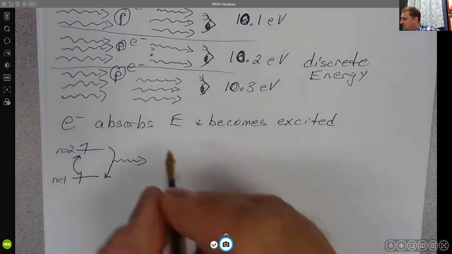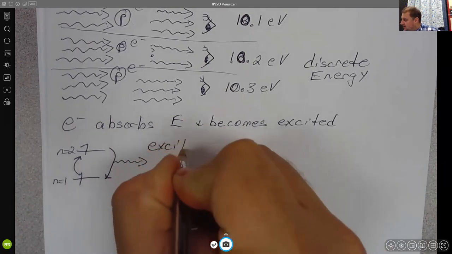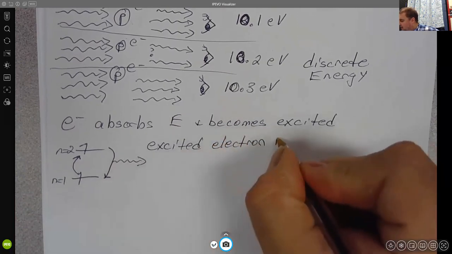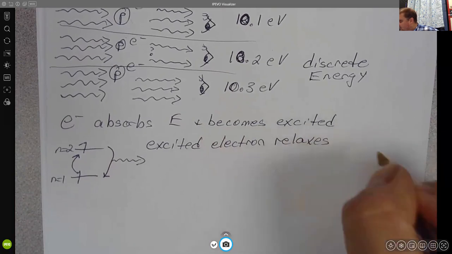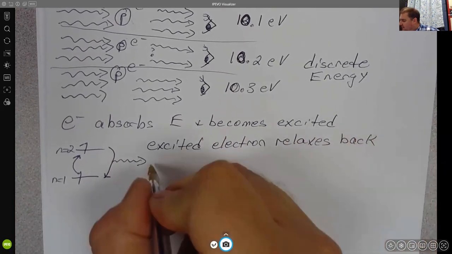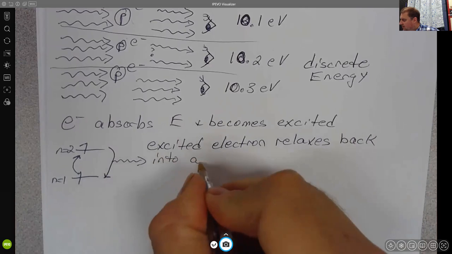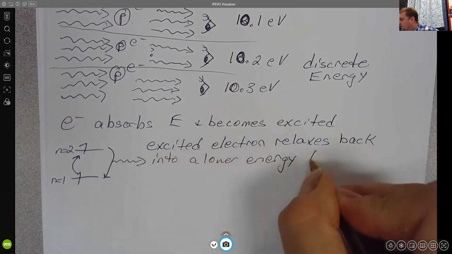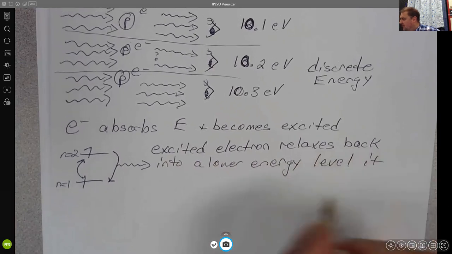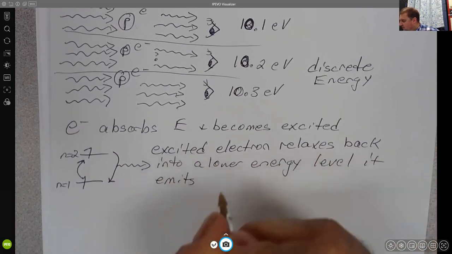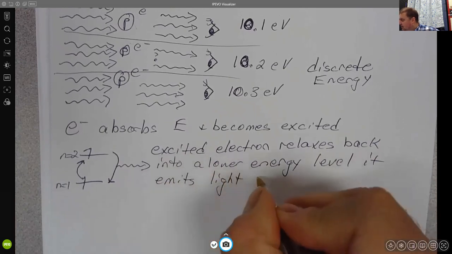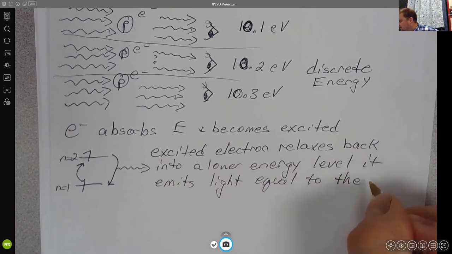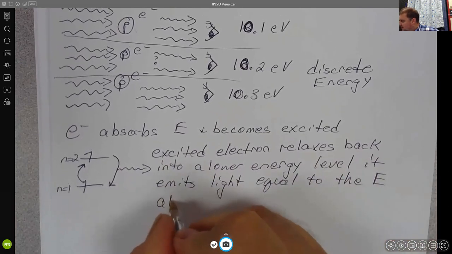And so when the excited electron relaxes back into a lower energy level, it emits light equal to the energy absorbed.